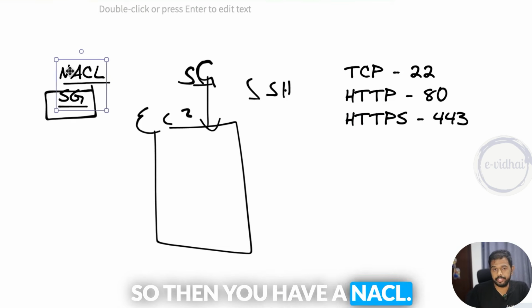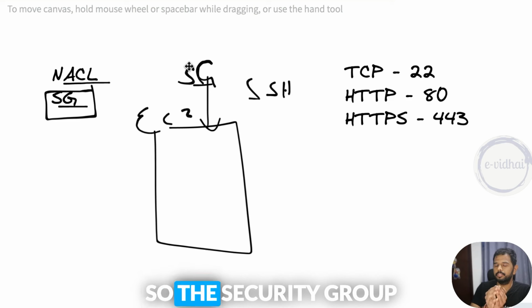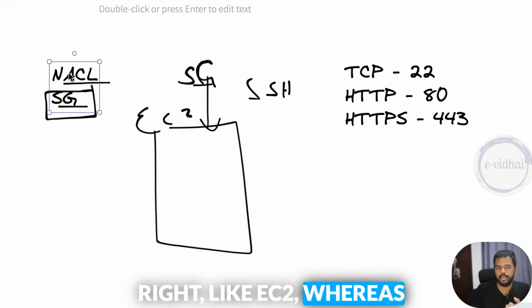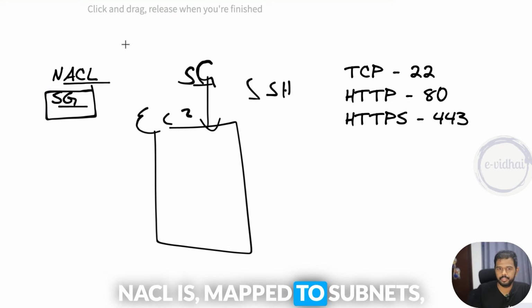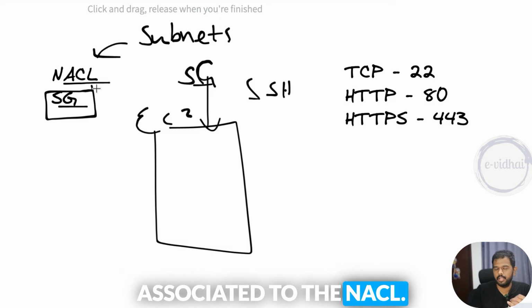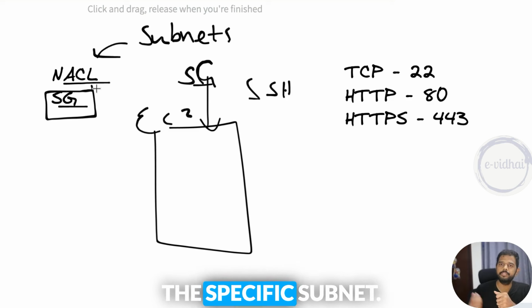So then you have NACL. NACL is specific to subnets. The security group is mapped to instances, like EC2, whereas NACL is mapped to subnets. Whichever subnets we are creating, they will be associated with the NACL, and then we can control who can access the specific subnet.